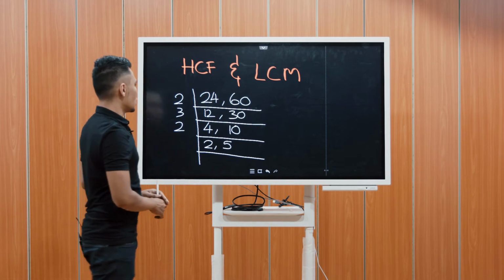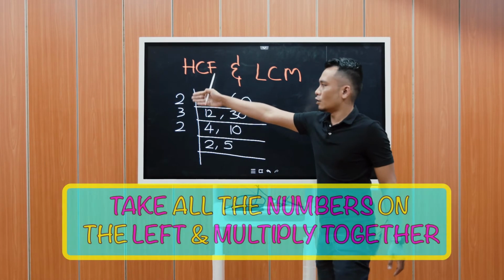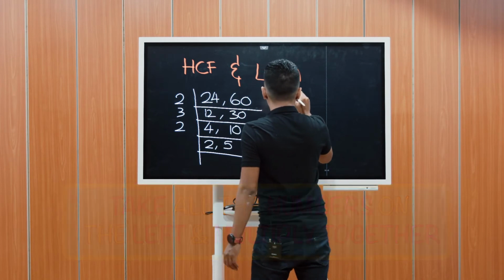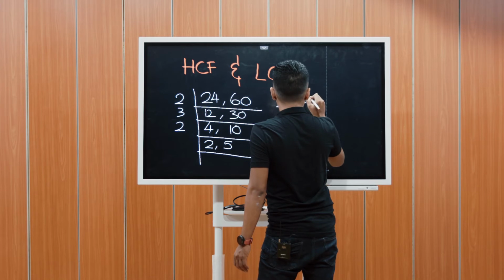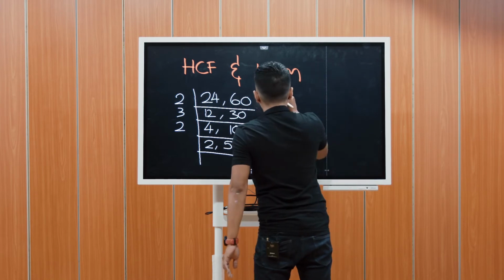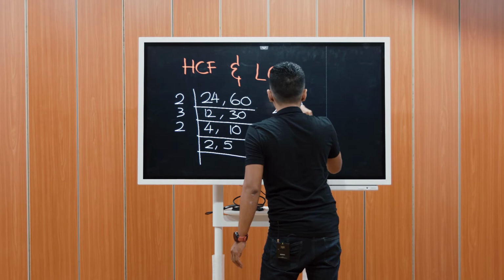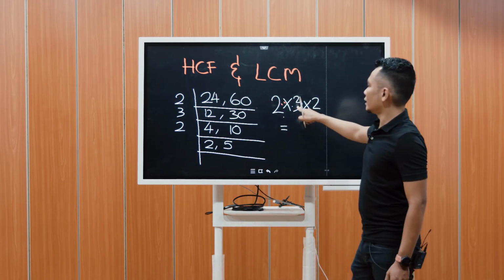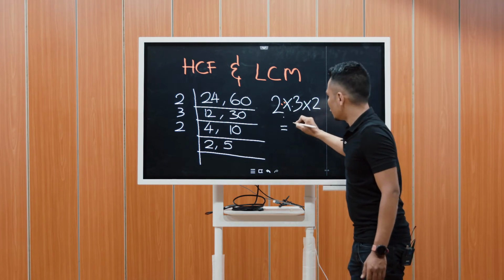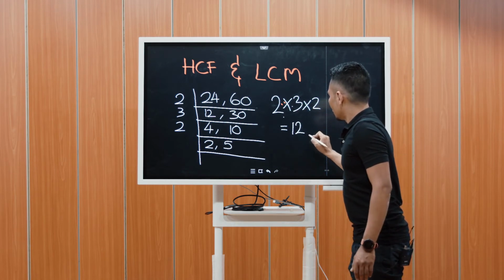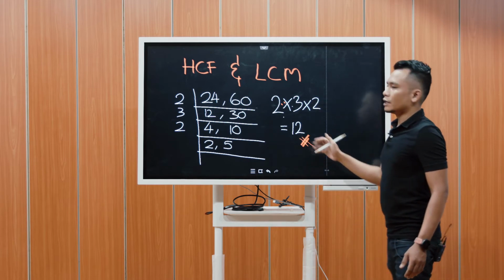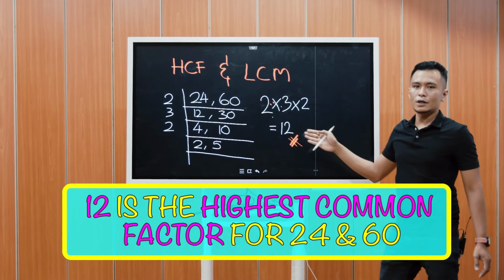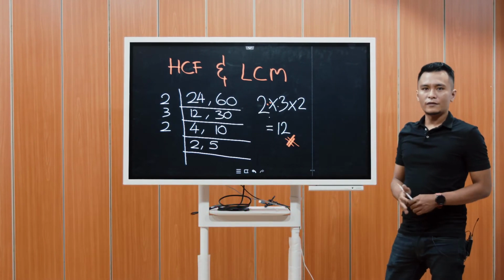The last step that you need to do is to take all the numbers on your left and multiply them together. 2 multiplied by 3 multiplied by 2. You will get 2 times 3 is 6. 6 times 2 is 12. And there you go. This is the highest common factor for the numbers 24 and 60. This is a faster way to do it than listing out all the common factors.